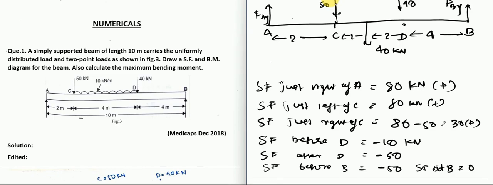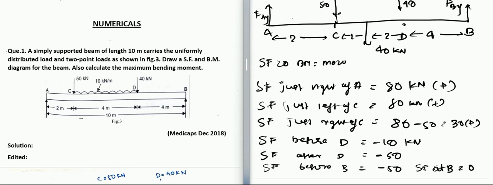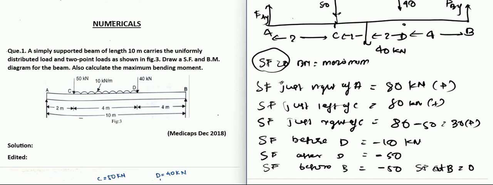Why do we need to calculate that? Because whenever the shear force goes to 0, the bending moment will be maximum, and we need to make the bending moment diagram also. So we need the point where shear force goes to 0. I'll just quickly explain how to calculate that.